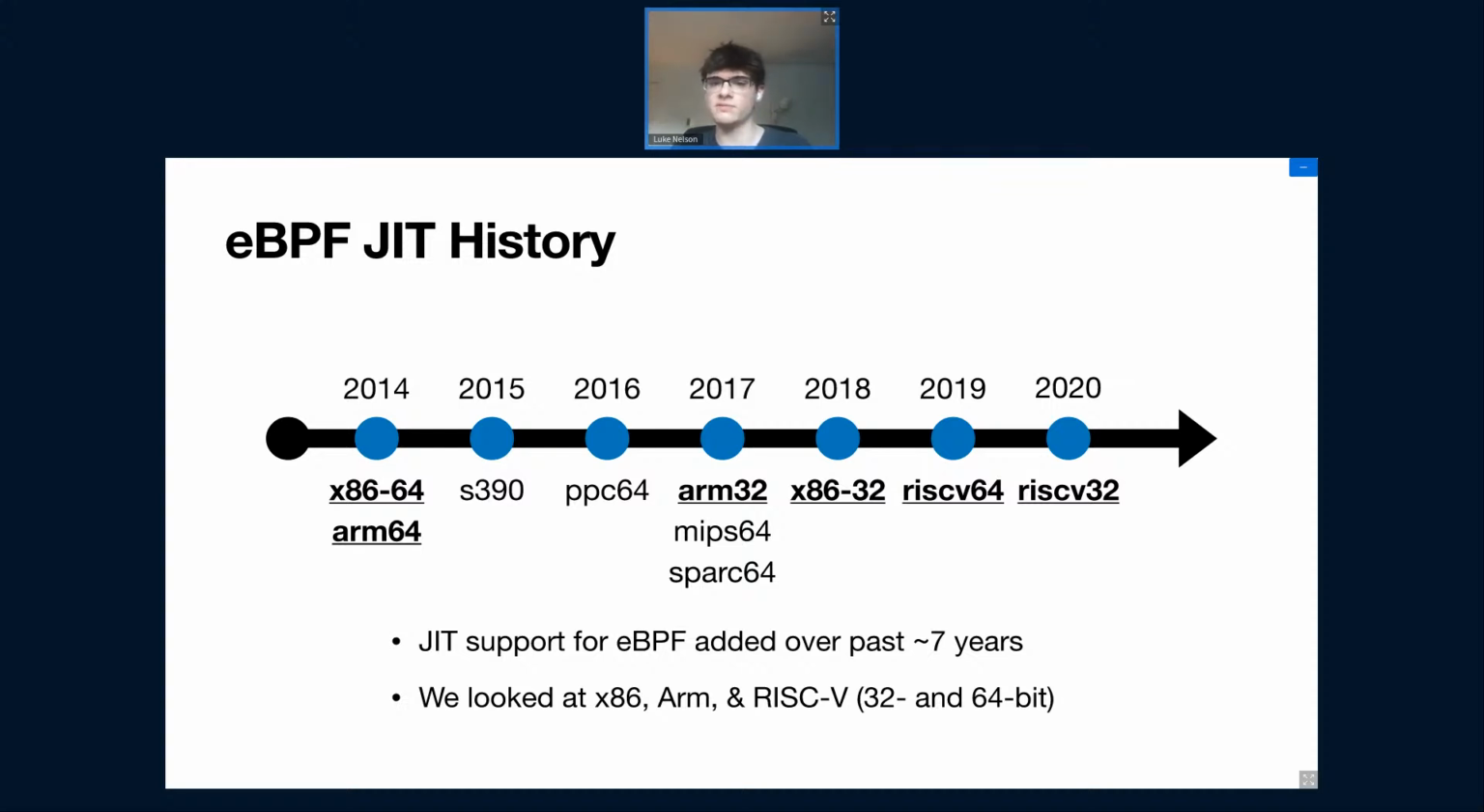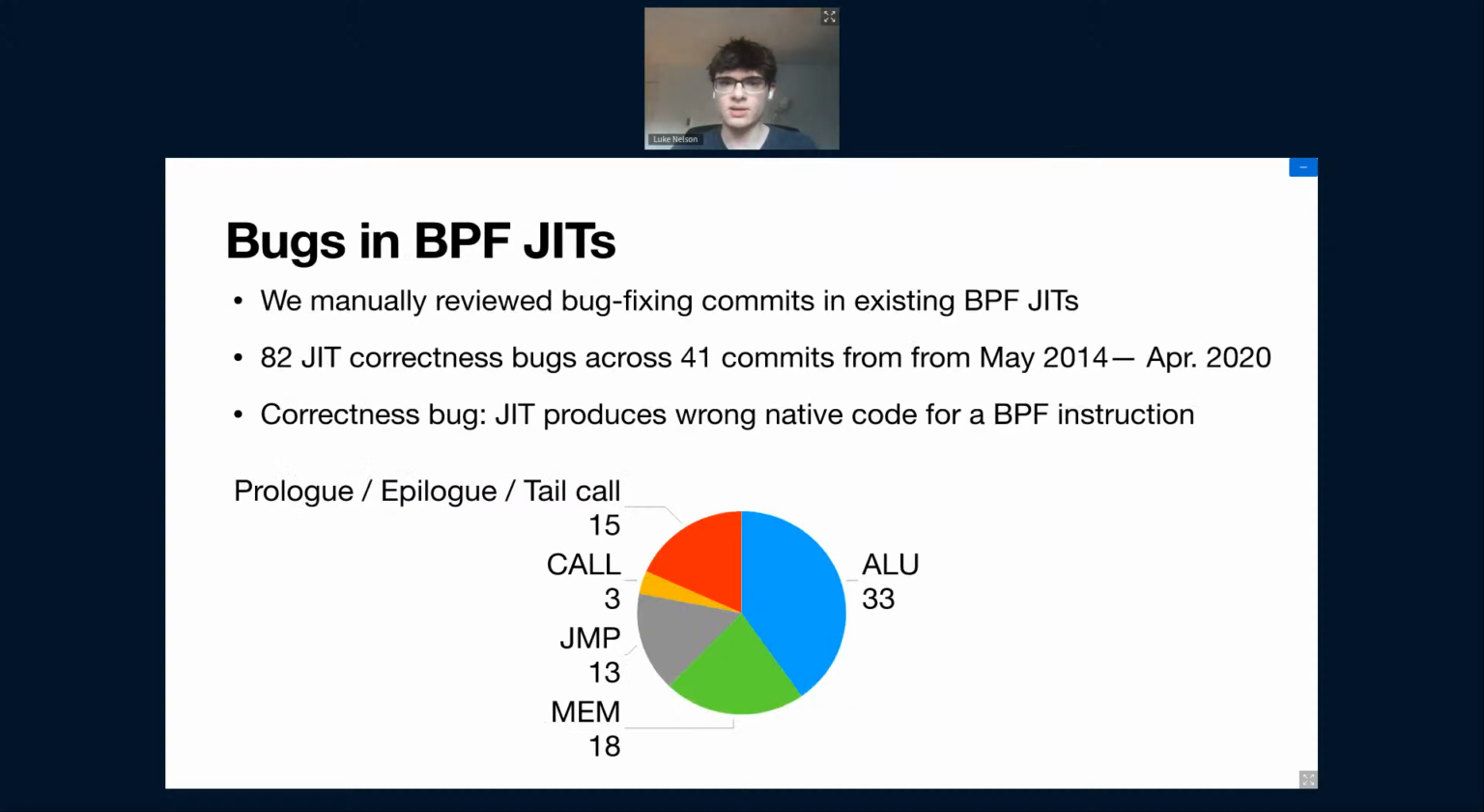So here's a timeline of the past 7 years and what year the JIT for each architecture was first introduced. For our case study, we just looked at the JITs for x86, ARM, and RISC-V, the 32 and 64-bit variants of each, for 6 architectures. For these 6 architectures, we manually went through all of the bug fixing commits for these existing BPF JITs. What we found is that there were a total of 82 JIT correctness bugs across 41 commits during the period that they were being developed.